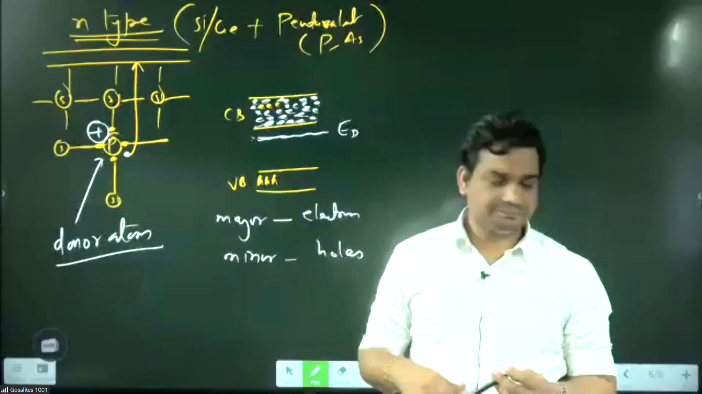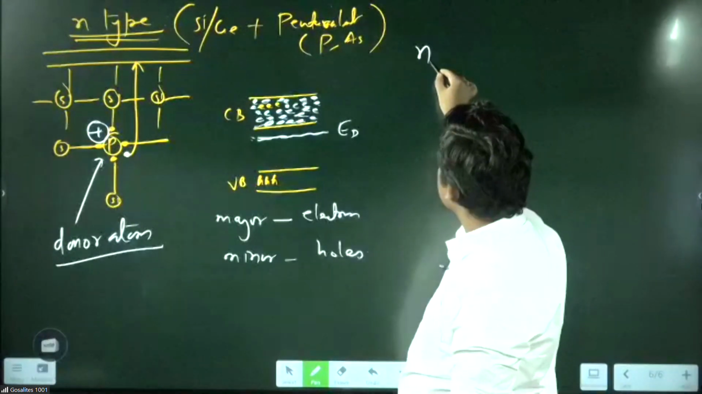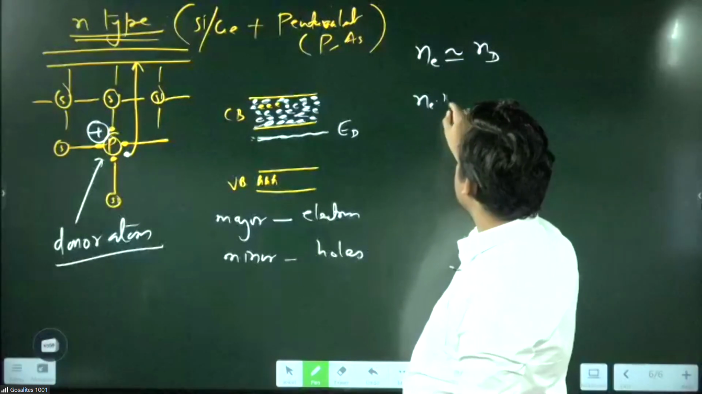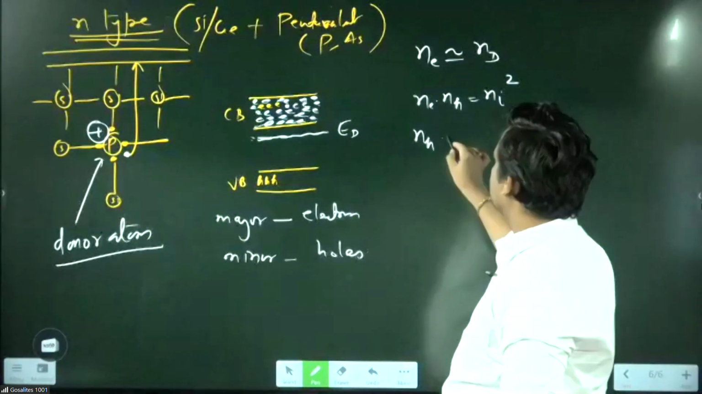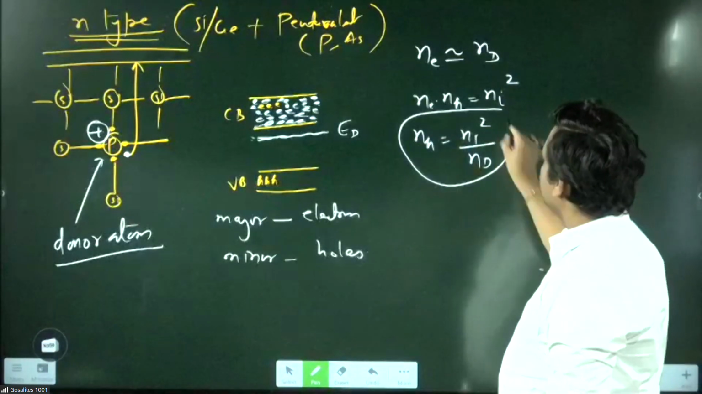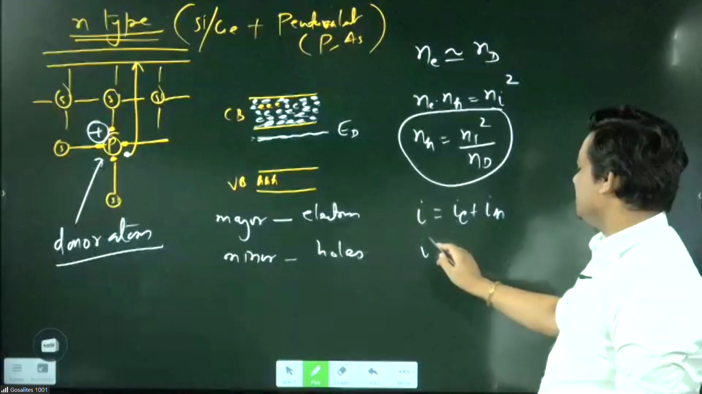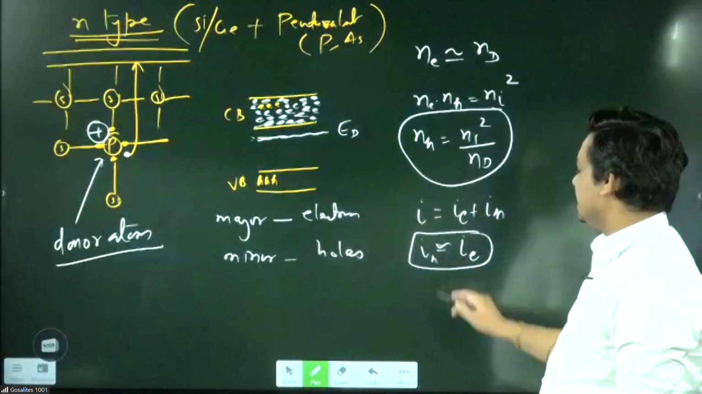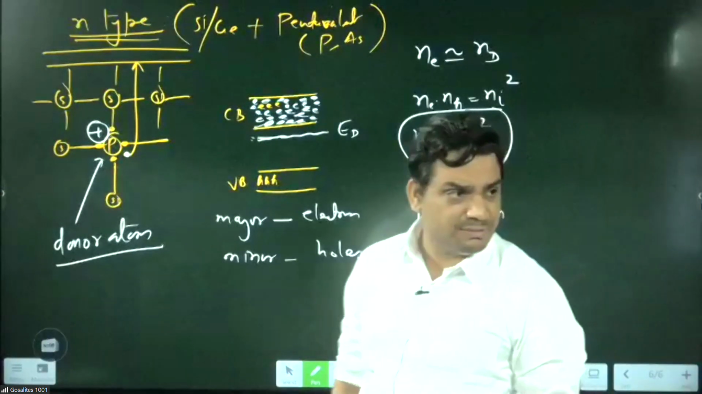Clear this thing? Now, here in N type, the number of electrons is mainly because of donor atoms. So we can write Ne times Nh equals Ni squared, and here Nh will be equal to Ni squared by Nd. Here current is Ie plus Ih, but mainly current will be because of Ie in N type. So which current will be more? In P type, hole current will be more.